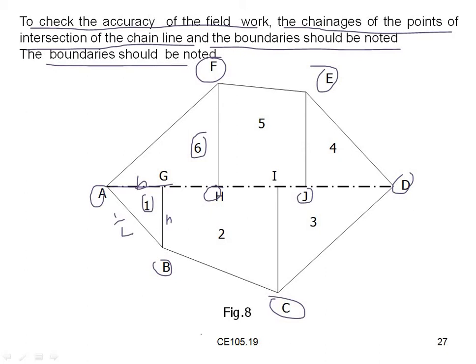So like that we have to find AB length and AF length, and we have to find out the CD length and ED length, and next we have to find out the FE length also. We have to find out the total boundary lengths, then we can calculate the area. So the distance between these centers also we will find out. So this is generally a cross staff survey.